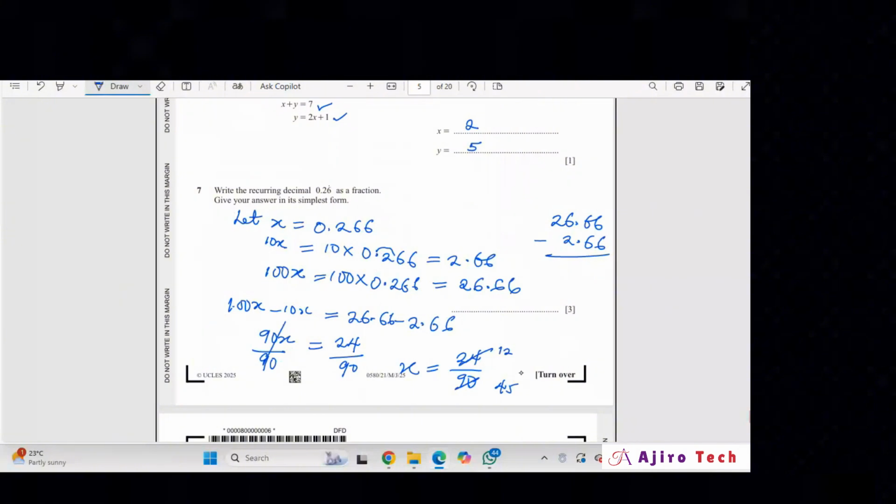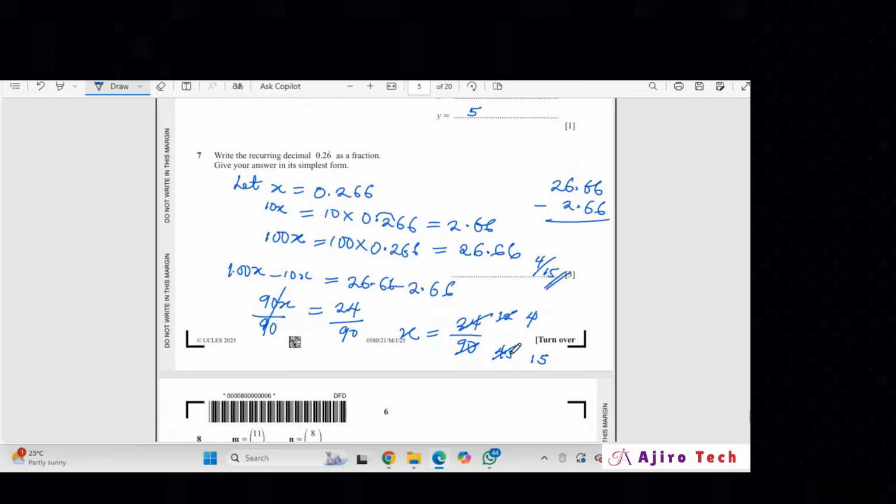I think it can still be reduced. What can still go? Yeah, 3 can still divide. 3 into 24 will give us 8... 3 here now will give us 4. 3 into 45 will give us 15. So your answer now will give us 4 over 15. 4 over 15 as our answer. Please, any question here? Any question here?